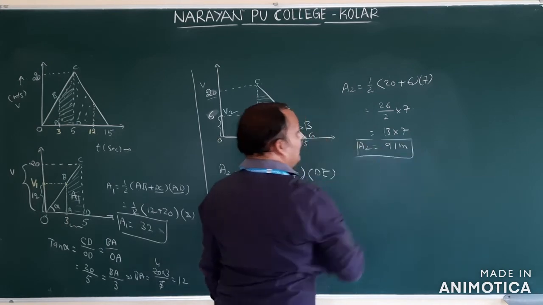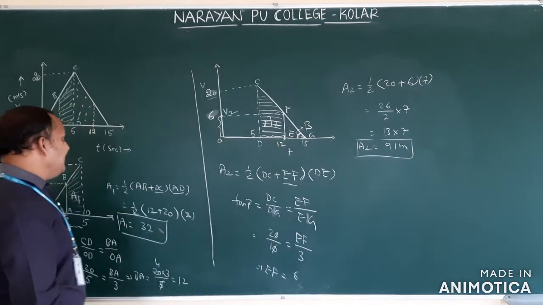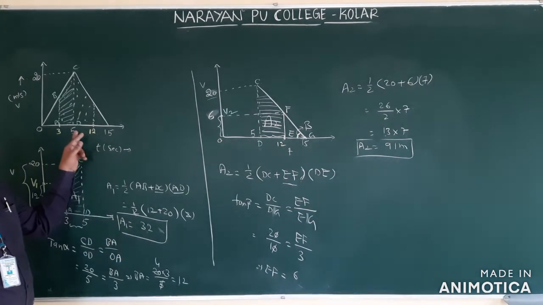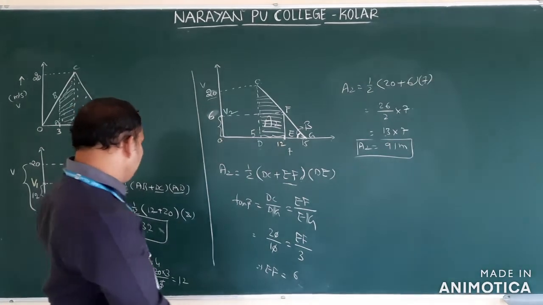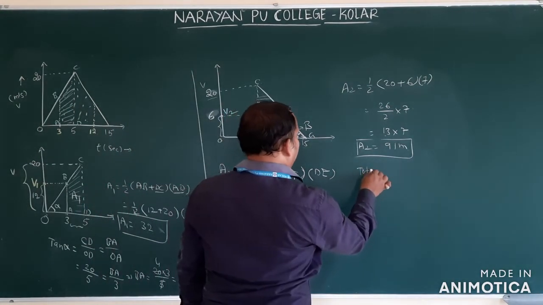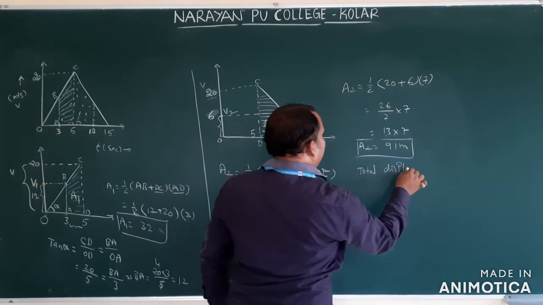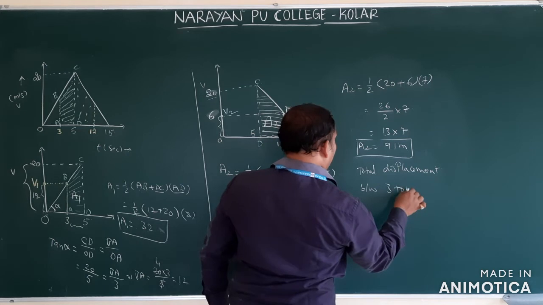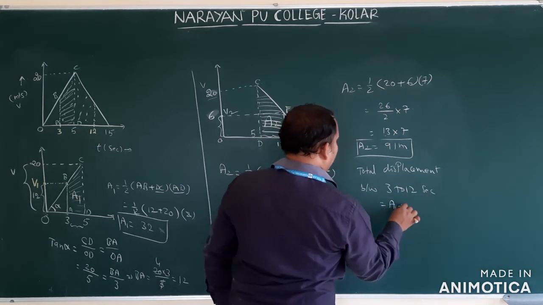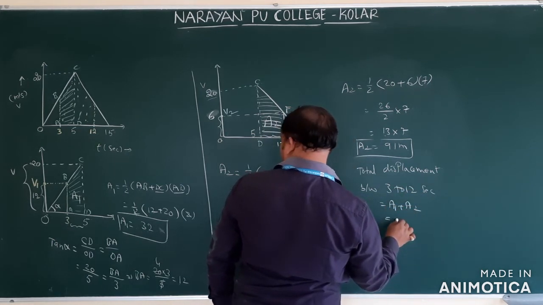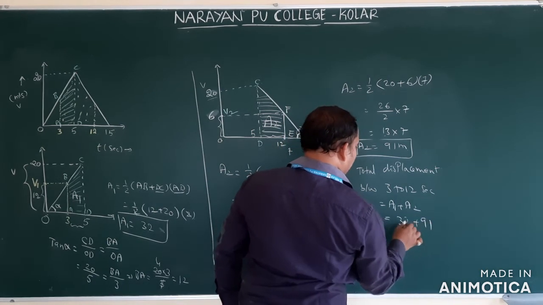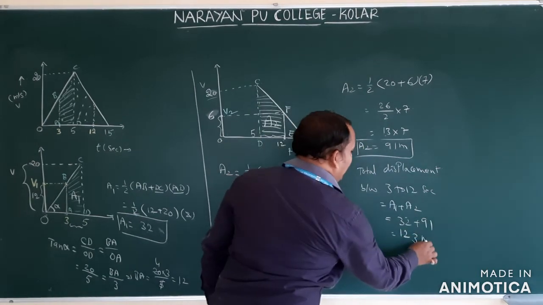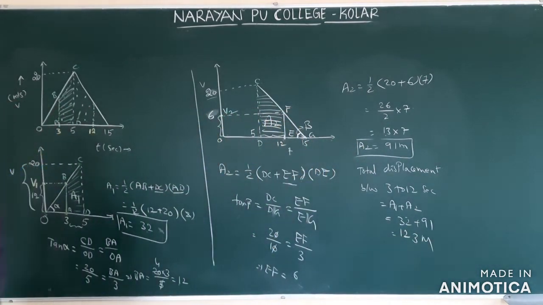This is A2. So therefore, total displacement between 3 to 12: 3 to 5 is 32 meters, 5 to 12 is 91 meters. Therefore, the total displacement between 3 to 12 seconds is equal to A1 plus A2. That is nothing but 32 plus 91, so 123 meters. Okay.